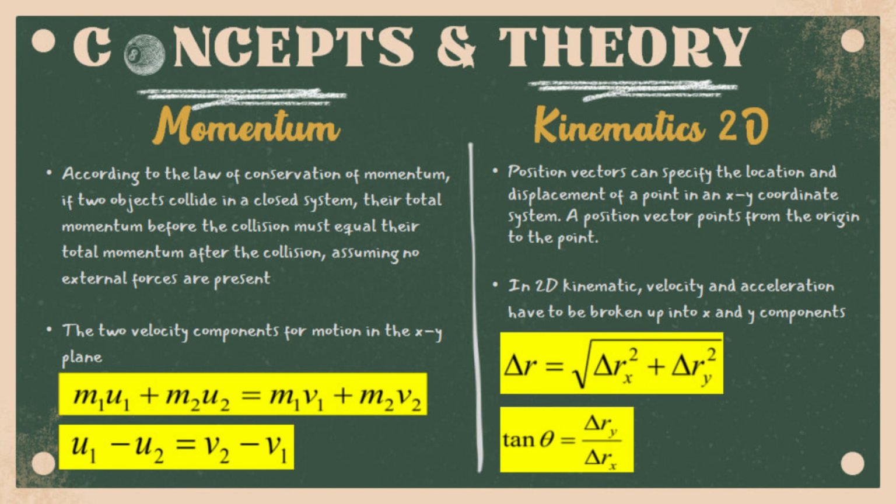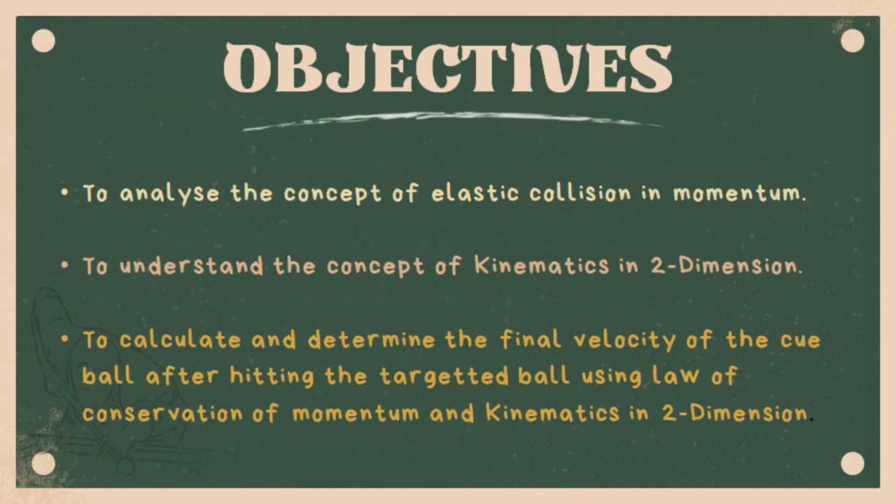The second one is kinematics in 2 dimensions. Kinematics in 2 dimensions states that we need to separate the vector into x and y components using the formula given. The objective of this case study is to analyze the concept of elastic collision in momentum, next, to understand the concept of kinematics in 2 dimensions, and last but not least, to calculate and determine the final velocity of the cue ball after hitting the targeted ball using the law of conservation of momentum and kinematics in 2 dimensions.